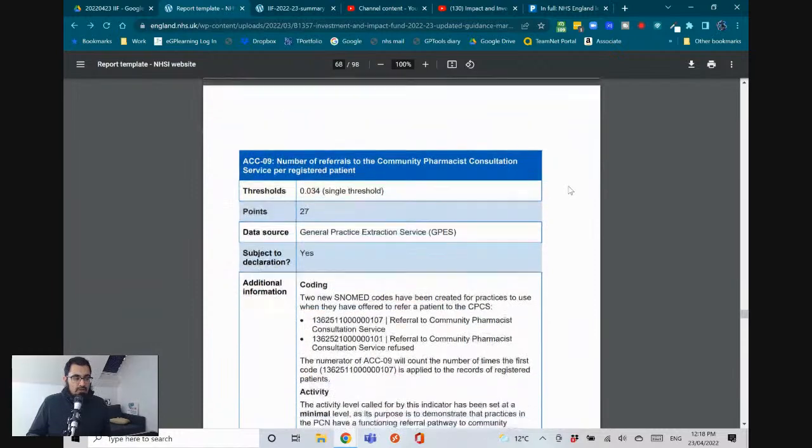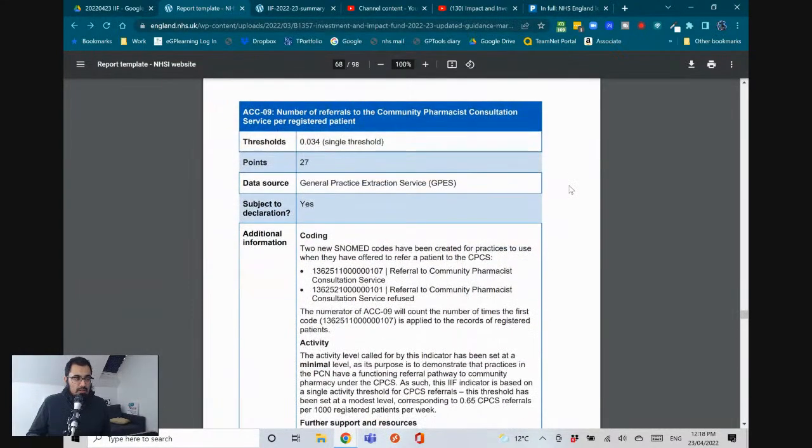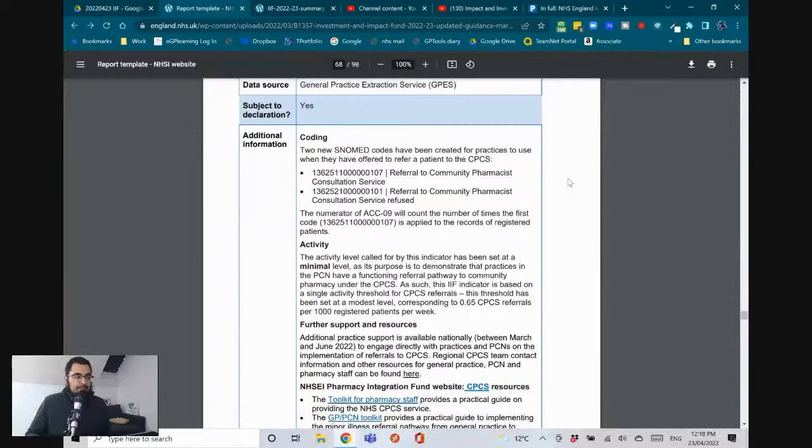GPES service is the extraction point, and it's requiring two codes, potentially referral to community pharmacy consultation service, and the same but with refused at the end of it. It's basically counting the number of referrals you have to do. The activity level has been set at a minimal level as a purpose to demonstrate to the practices and the PCNs a functioning referral community system. As such, IIF is based on a single activity threshold for CPCS. This threshold has been set at a modest level corresponding to 0.65 CPCS referrals per 1,000 patients.